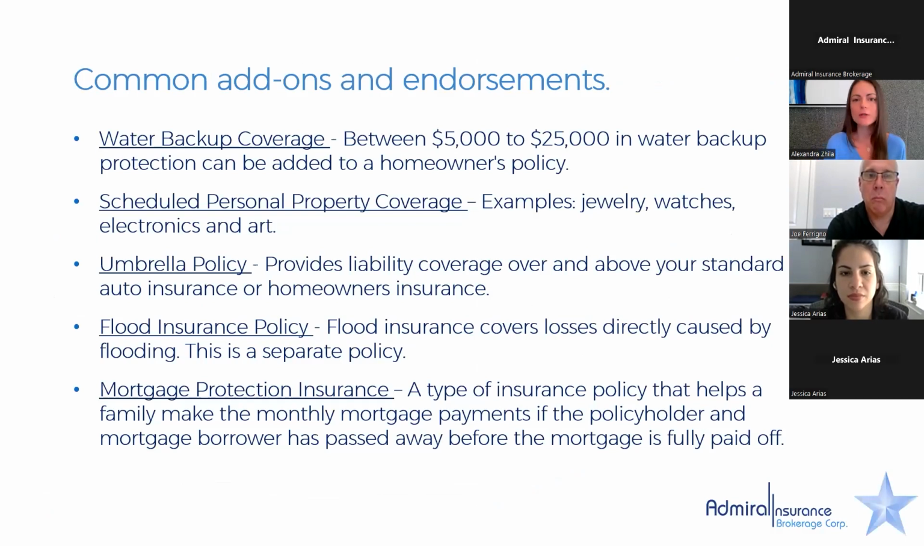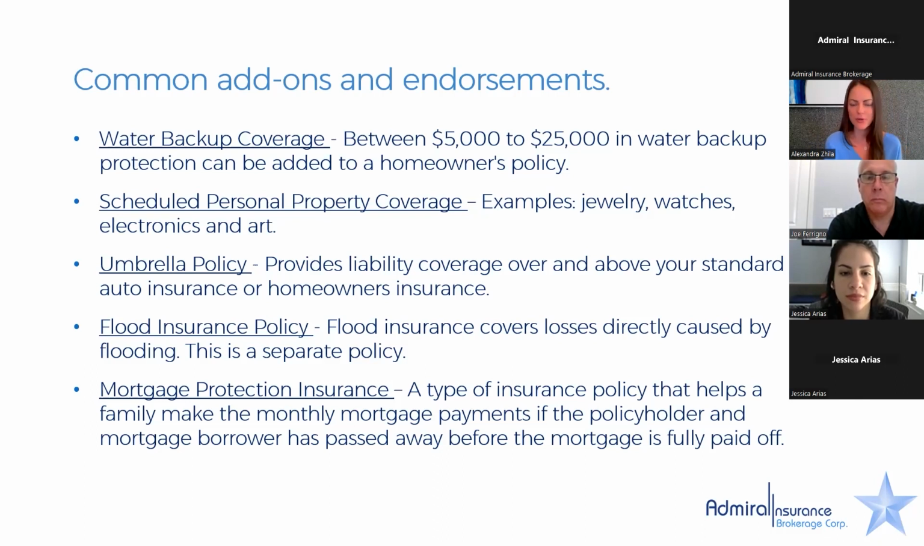On this slide, I would like to go over a few additional important products for homeowners to consider. Water backup coverage. This is very important to know if this is included in your policy. It can also be added to your policy. So anywhere from $5,000 to $25,000 in water backup protection can be added to a homeowner's policy. And each carrier is a little bit different, so it would depend on who your carrier for the insurance is. We can look at that when the situation arises.